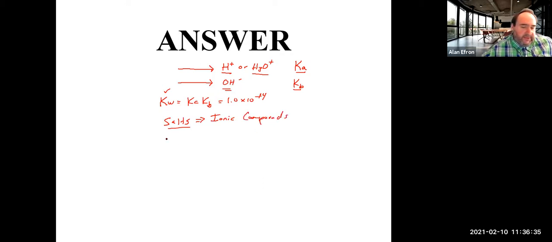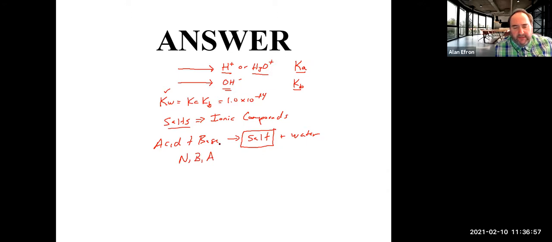And really, salts are generated from a reaction of an acid plus a base, which will typically get you your salt and water. So that's essentially where they are generated from. And as we talked about, there's really three types of salts that we come across: neutral salts, basic salts, and acidic salts.